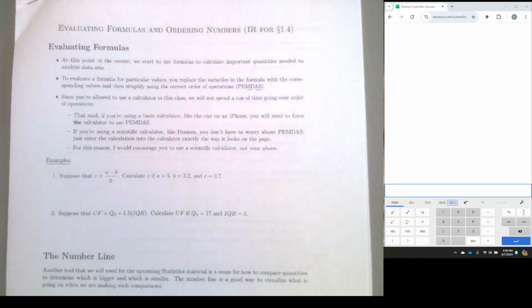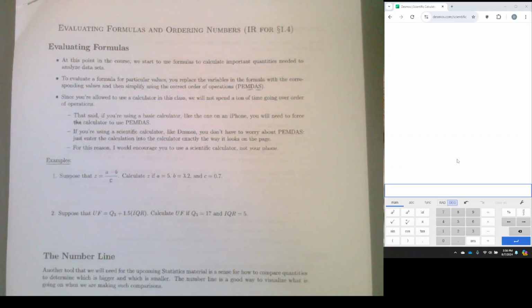But now that said, you're allowed to use a calculator in this class, and in fact I'm inviting you to please use the Desmos calculator, which is the calculator that I have open right here, okay? And if you use the Desmos calculator, if you just type the expression into the calculator exactly the way it looks on the page, you can be sure that Desmos will do it correctly. It'll do it in the correct order of operations.